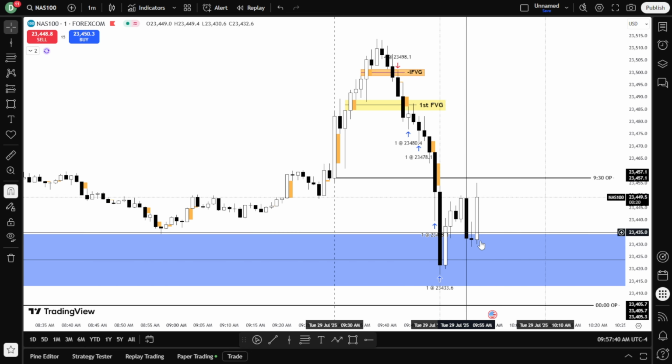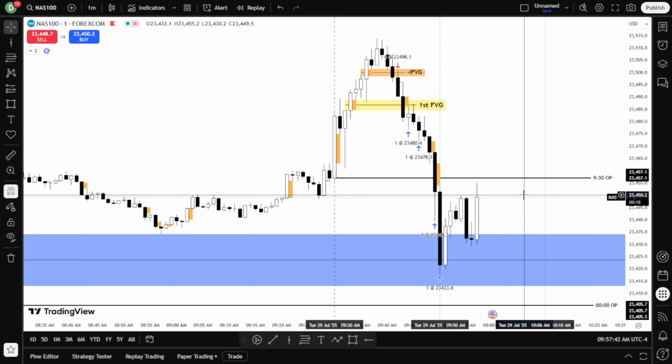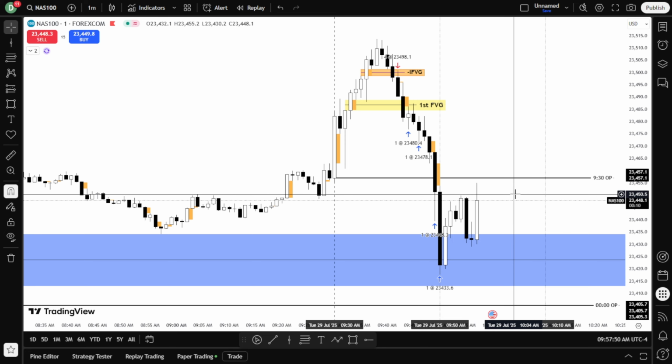And now I am not in a hurry to take any trades, because you don't need to trade more to make money. That is a trap. That is a bloody trap.